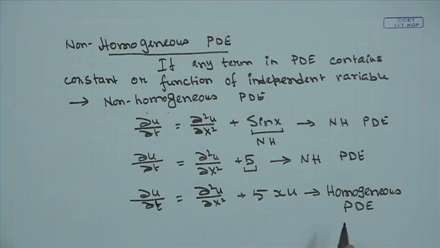So, if there is a term in the governing equation which does not contain the dependent variable, then only it will be a non-homogeneous partial differential equation, and the non-homogeneous term can be a constant, or it can be any function of the independent variable only. It should be stripped of the dependent variable, then it is called a non-homogeneous partial differential equation.